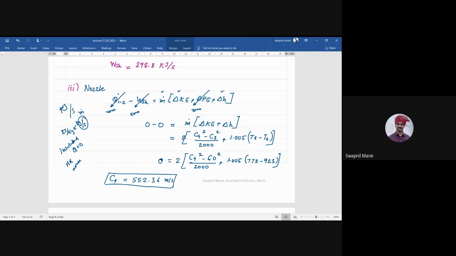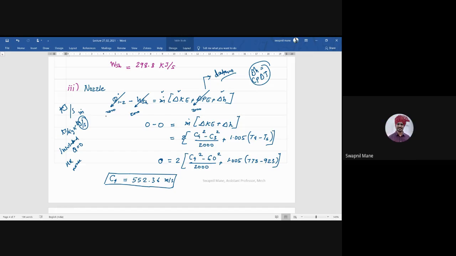Potential energy will be zero when there is no height factor, when there is no change in height. When there is no change in velocity, then kinetic energy will be equal to zero. And delta H is the difference in enthalpy, which is Cp delta T. Delta H is equal to Cp delta T. Understood?